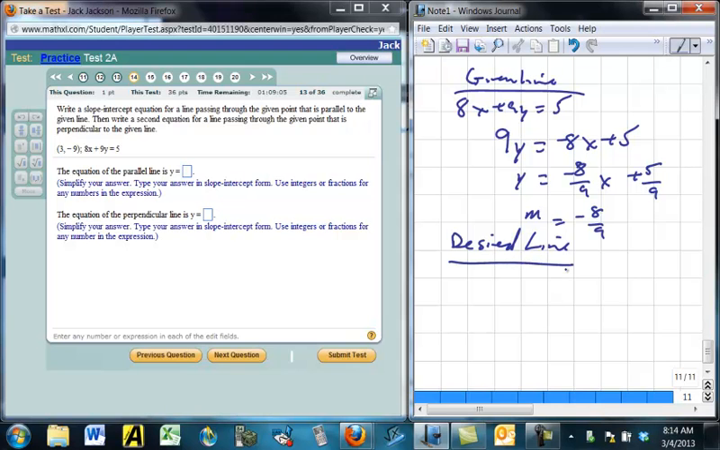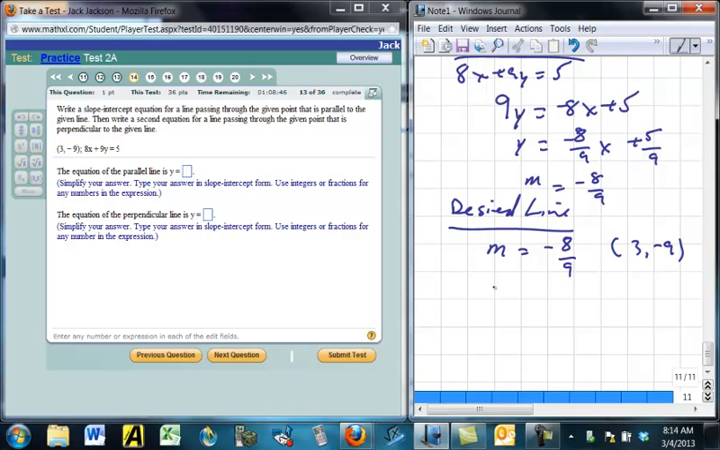So you see that the slope of the given line is negative 8/9. Now the desired line, well, if it's perpendicular, its slope would be 9/8. If it's parallel, its slope will be the same. So it's parallel in this case, so negative 8/9 would be the slope that we're looking for. And the desired line goes through the point 3, negative 9. That's not going to be on the given line, but it is on the desired line. Well, now we can just use y equals m times x minus x1 plus y1, and so we get negative 8/9 x minus 3 plus negative 9.